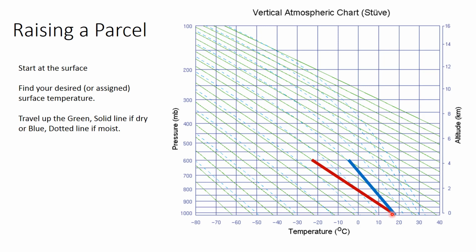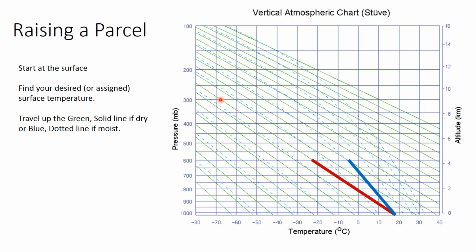The same is true for dry adiabats. Now, instead of following the dashed blue line, I'm going to follow the solid green line. But the same thing: if I wanted to find out what the temperature at 300 millibars was, again, start at the surface, and then travel up until I reach 300 millibars. Dry adiabatically, I would get a temperature of closer to negative 68, 69 degrees Celsius.